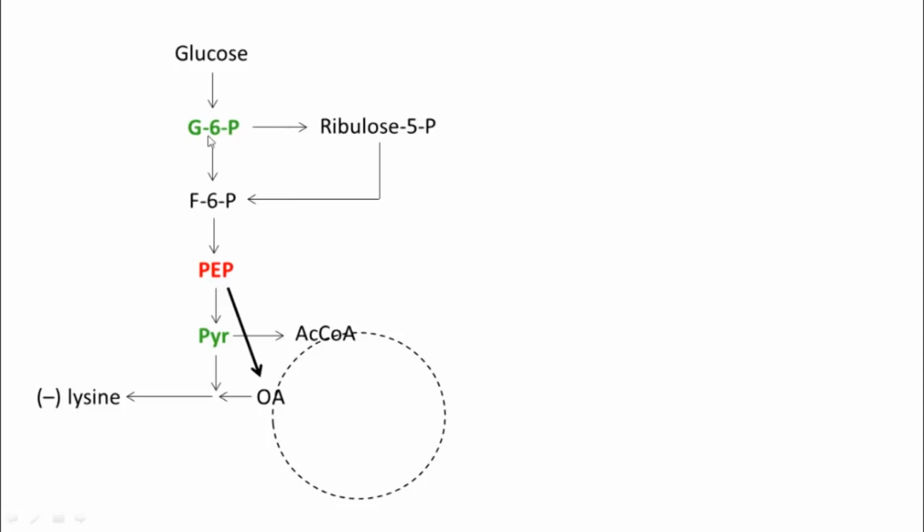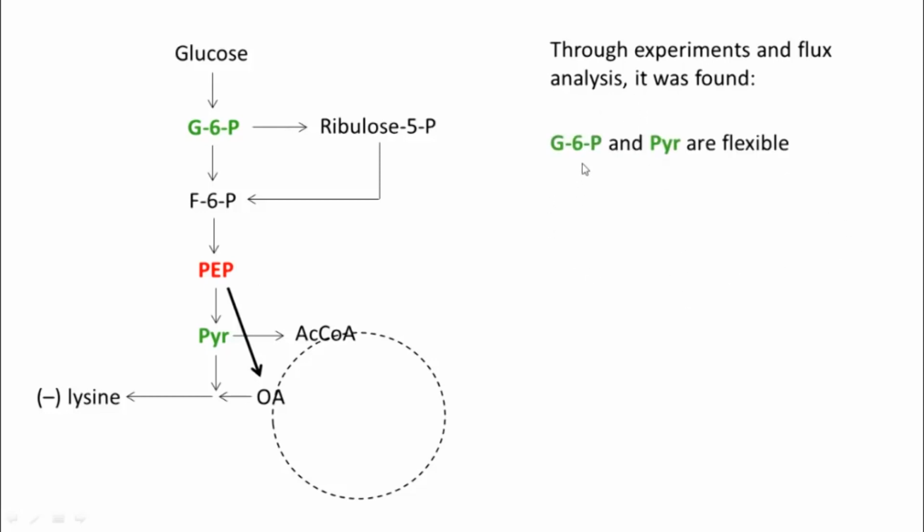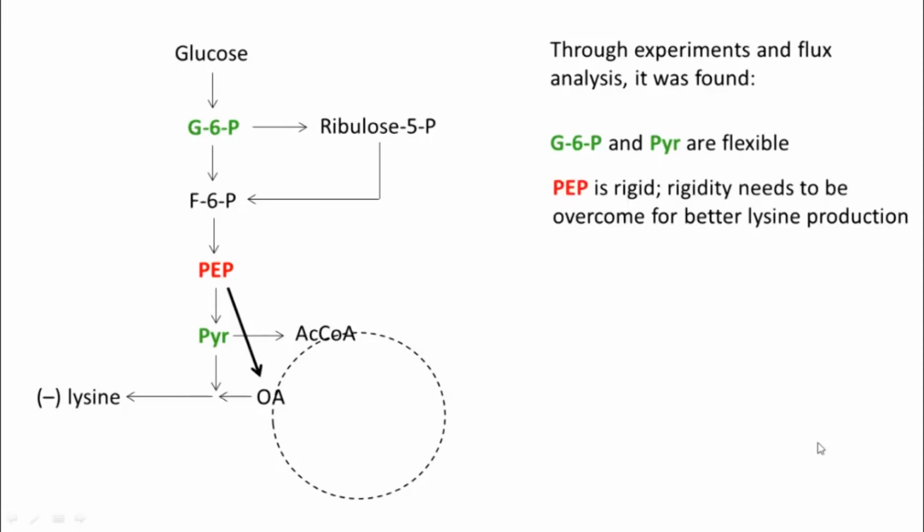So these 3 branch points are shown: G6P, PEP and pyruvate. Through experiments and flux analysis, it was found that these 2 nodes, G6P and pyruvate, are flexible. It is possible to reroute the flux through a desired branch by cutting off the other branch. Whereas PEP is rigid, and rigidity needs to be overcome for better lysine production. In other words, PEP going to OA is the desired branch.